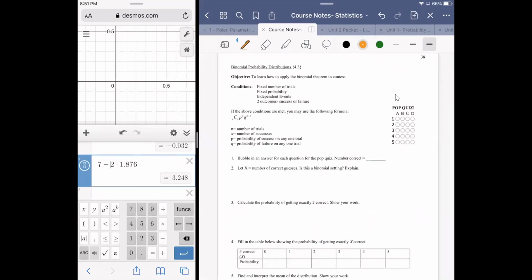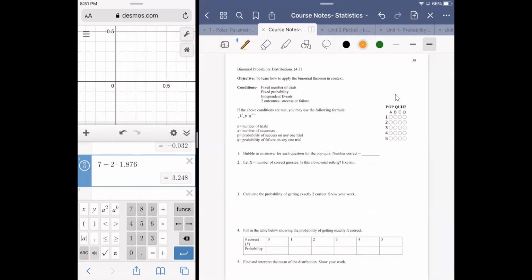Now, a binomial distribution is a special type of probability distribution, right? It follows these four conditions though. The conditions are that there's a fixed number of trials. I'll get to what that means in a minute. A fixed probability, independent events, and two outcomes, right? The easiest thing to remember is the two outcomes part, because that's the bi part of binomial.